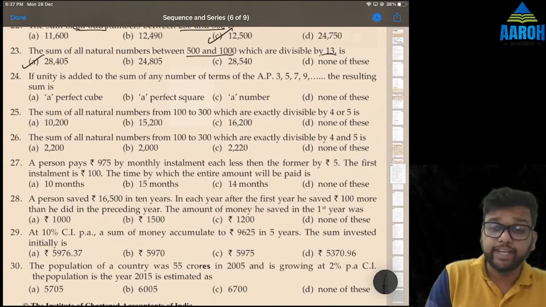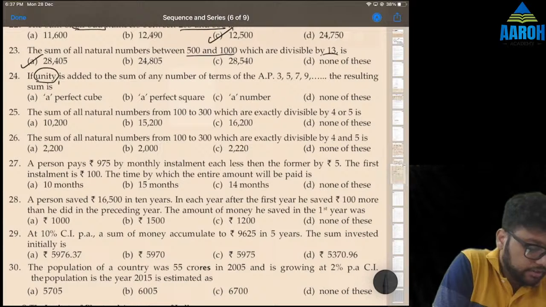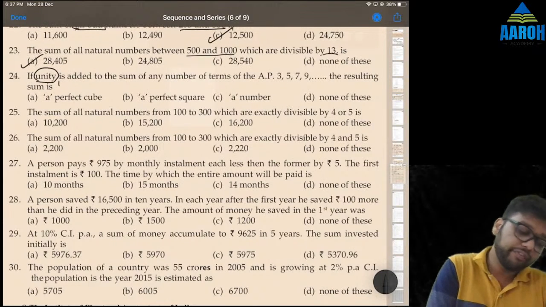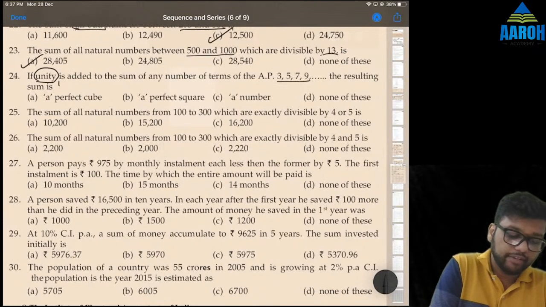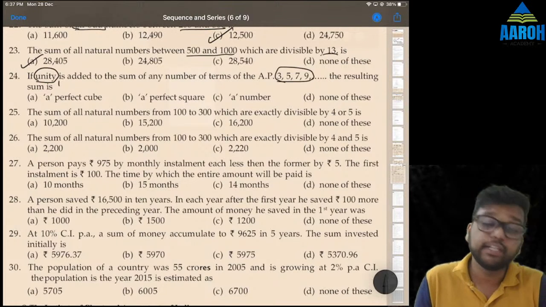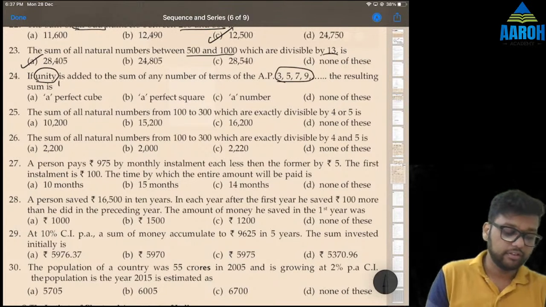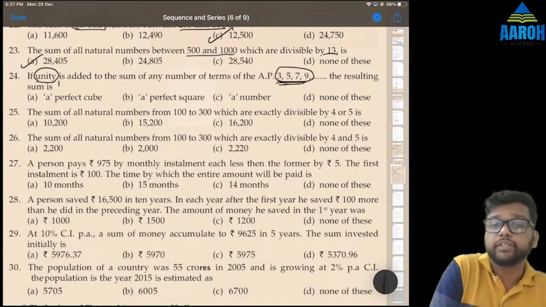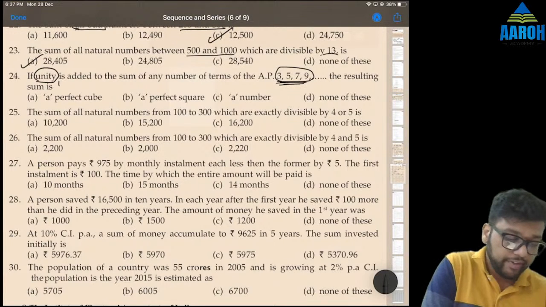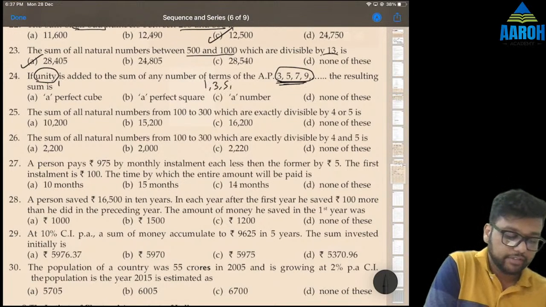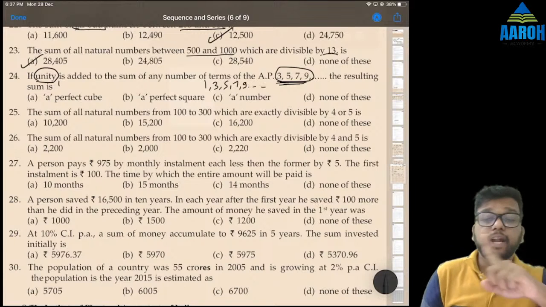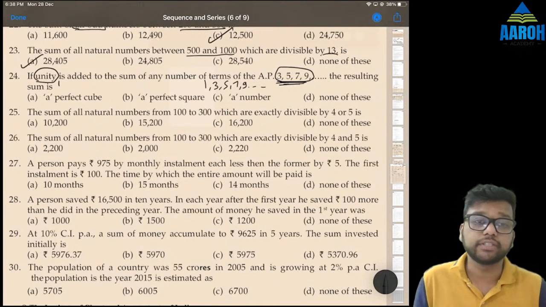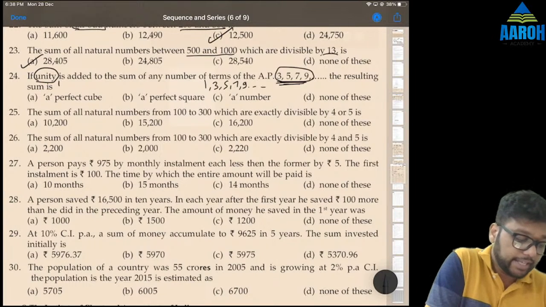If unity, 23A, correct. If 1 is added to the sum of any number of terms of 3, 5, 7, 9, dot dot dot, then the resulting sum is, okay. If you see, these are odd numbers starting from 3. So if we add 1 to it, 1, 3, 5, 7, 9, dot dot dot, then that becomes the sum of first n odd numbers. And the sum of first n odd numbers is n square.